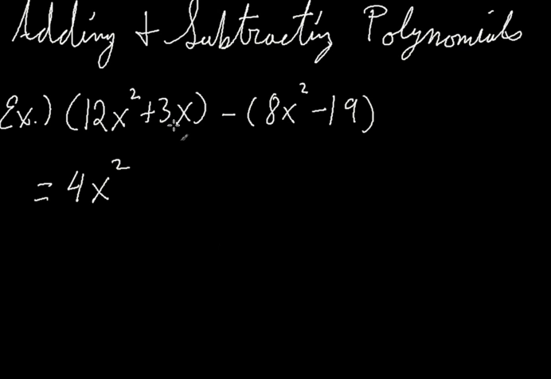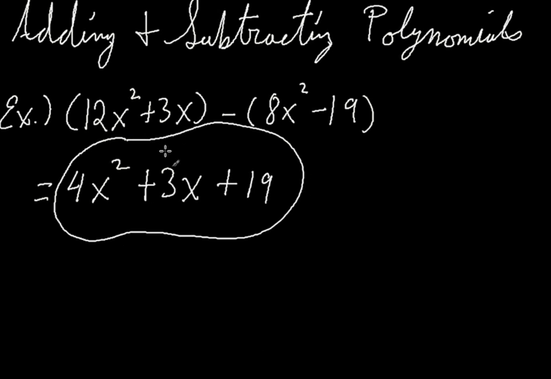The next thing would be to worry about the x's. So I have 3x minus, there's no x term here, so I can't do anything with it. I just bring it down, 3x. Then I have no numeral here, minus negative 19, and the negative is going to make that positive. So this would be my final answer of that subtraction problem. All right, hopefully that helps you.